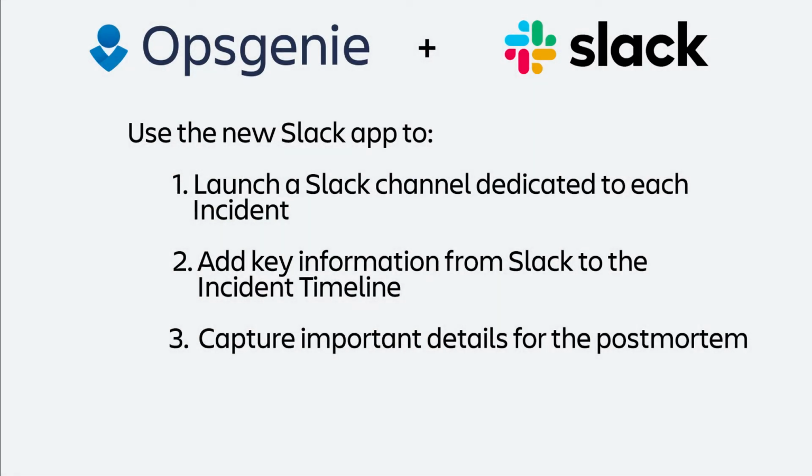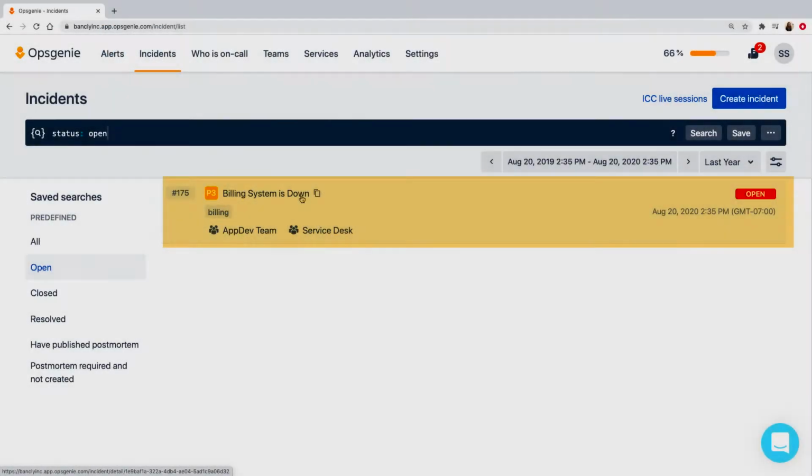Keep a record of all activity by adding relevant Slack messages to the timeline. This way, you can share the postmortem with stakeholders and create trust and transparency into the process that's used to respond to and resolve incidents. Let's take a closer look.